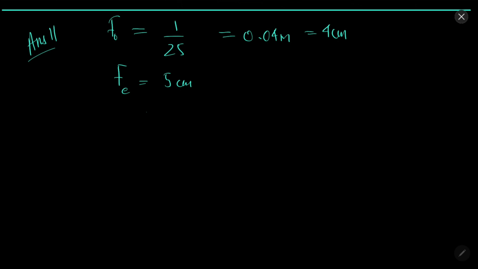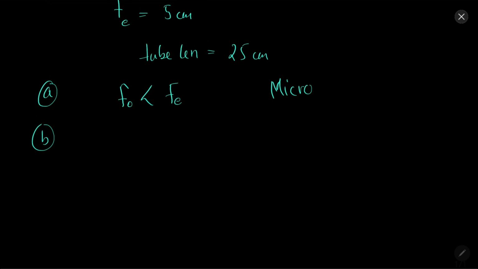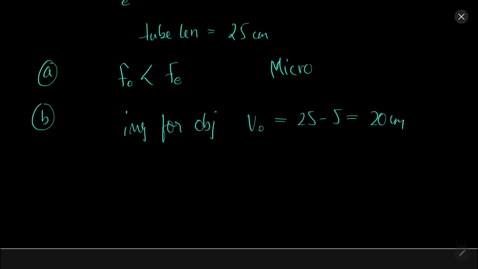Similarly, FE will be 5 centimeter. Tube length is 25 centimeter in normal adjustment. A part. So the instrument must be a microscope because the eye lens has more focal length. And the final image will be formed at infinity. So in this case, for the objective, VO will be 25 minus 5, 20 centimeter.